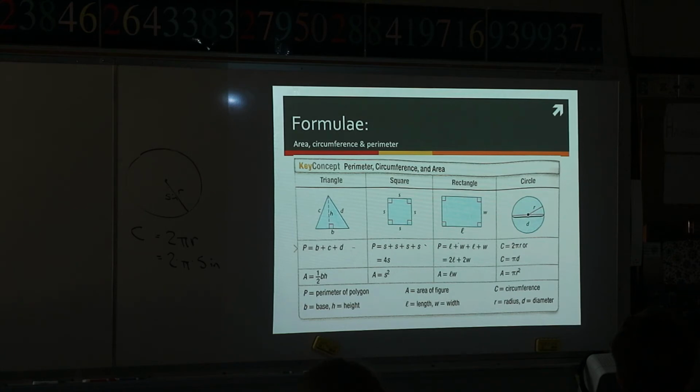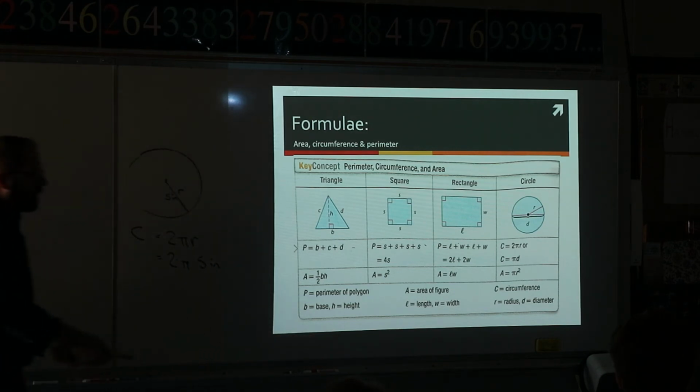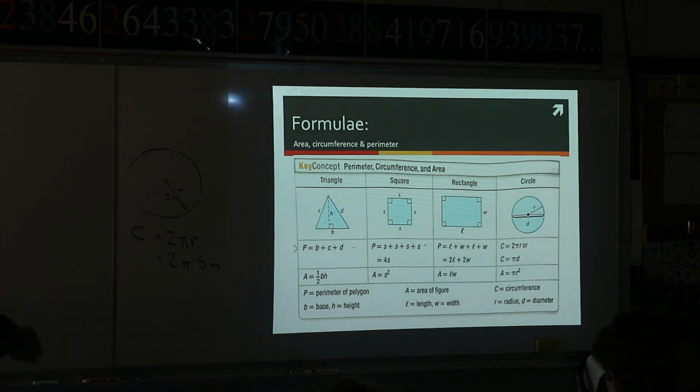If you want to do area, that's where it's different. Okay, area is like the number of square tiles. If you look at my floor in here, the floor has an area to it, right? There's a number of tiles on the floor in this room. That's area. It is not the distance around, it's how many square tiles are on the surface.